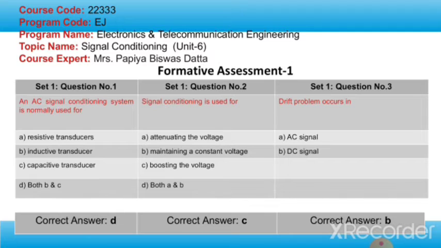I hope you got the answers. So an AC signal conditioning system is normally used for both inductive transducers and capacitive transducers. Signal conditioning is used for boosting the voltage, and the drift problem occurs in DC signals. Let's move forward and talk about data acquisition systems.